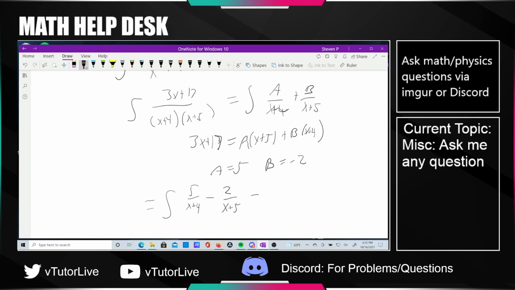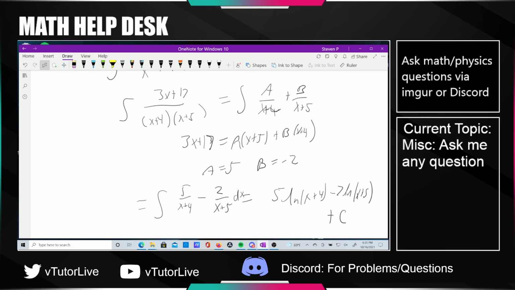And this is just a very simple integral. This just turns into a what? Natural log. You should know how to integrate each of these terms individually. So it's 5 times the natural log of x plus 4 minus 2 times the natural log of x plus 5, and then you add a c at the end. But that's the idea here. It should be very simple because you take something that's very hard to integrate at first, and if you can just split it up into linear terms or simpler stuff, then integration becomes very easy. That's the big idea, folks.